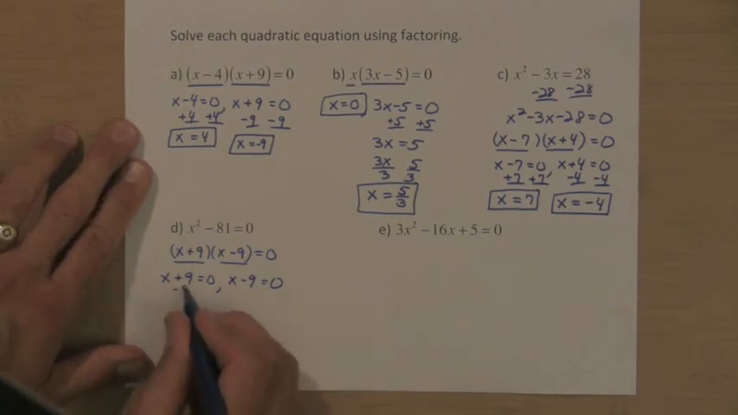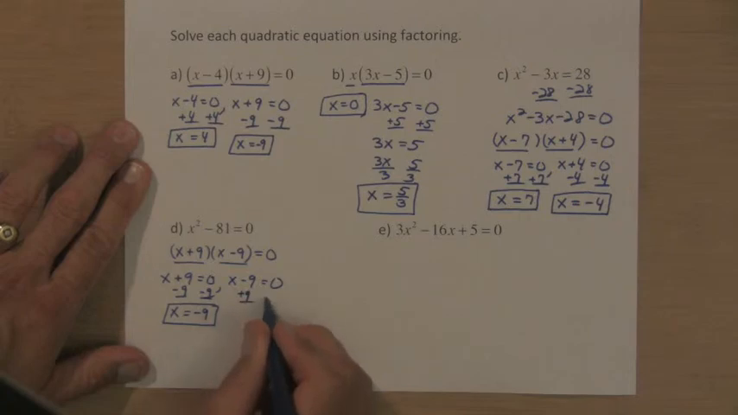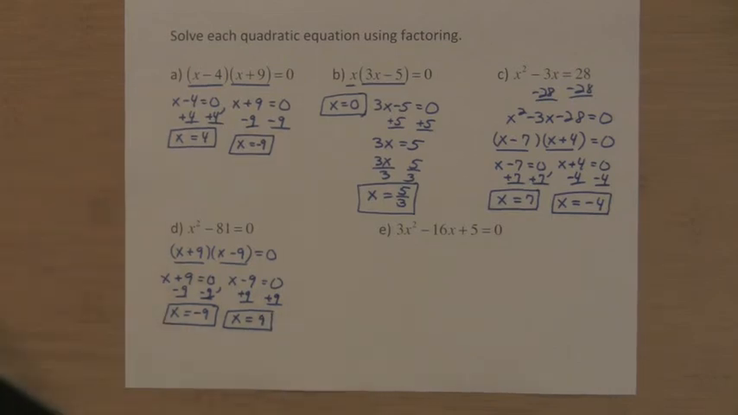To solve the first one for x, I subtract 9 from both sides, and I get x equals negative 9. To solve the second equation for x, I add 9 to both sides, and I get x equals 9. So my 2 solutions are negative 9 and positive 9.